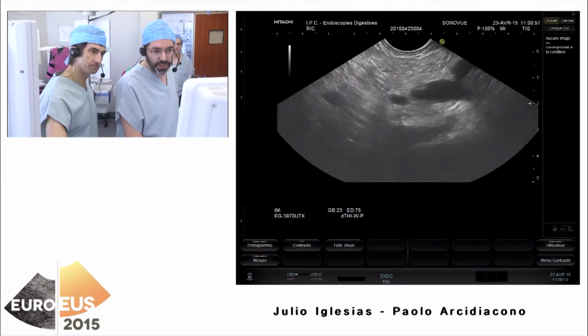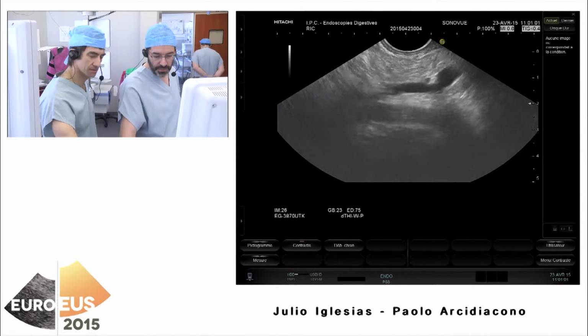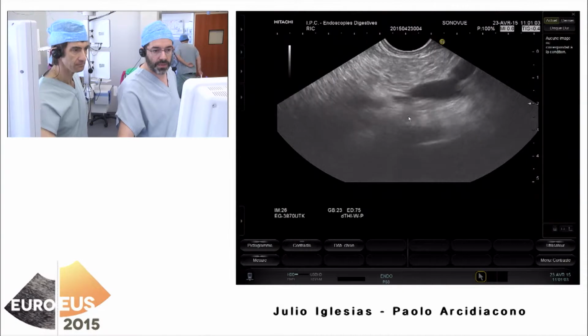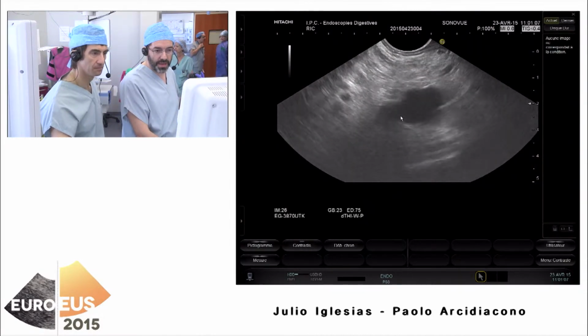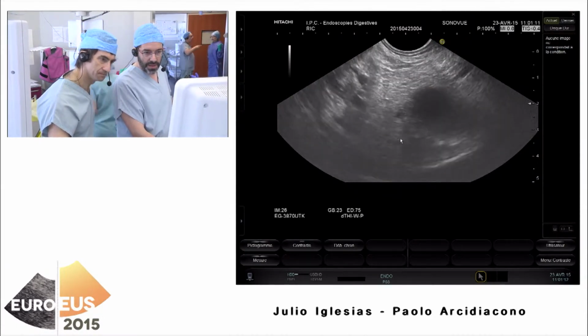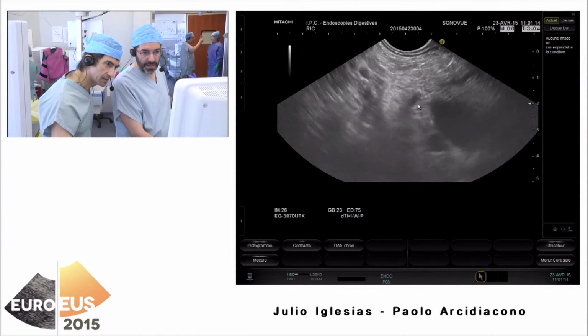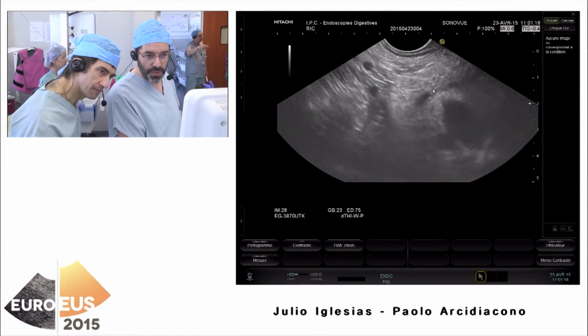And another very important thing is that even from the stomach, here we have the superior mesenteric artery down here. So we have the splenic vessels. We can even see very nicely the head of the pancreas from the stomach. That is down there, mainly also with the common bile duct. And also this is the bile duct that Paolo is showing you.